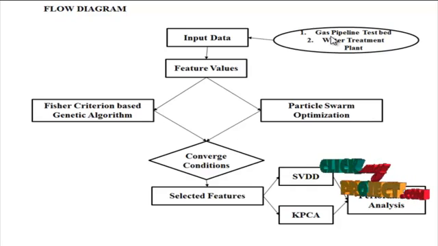Next, the water treatment plant dataset from the UCI machine learning repository. This dataset comes from the daily measures of sensors in an urban wastewater treatment plant.